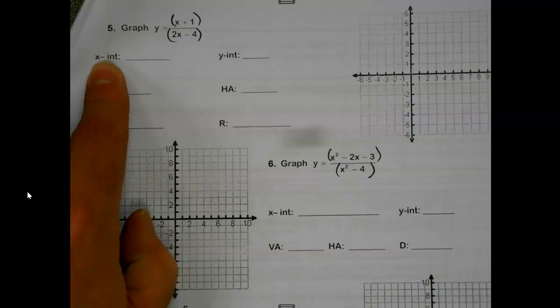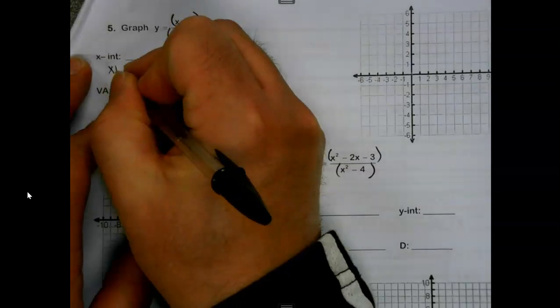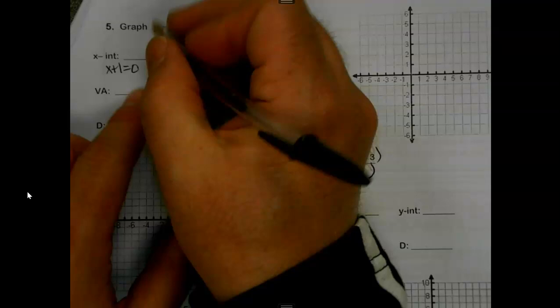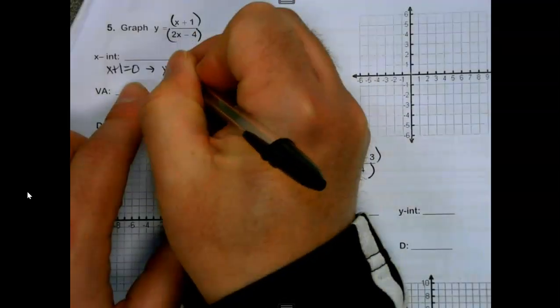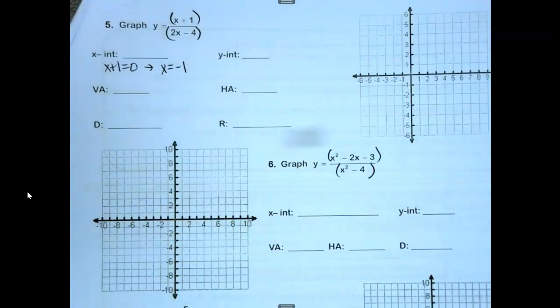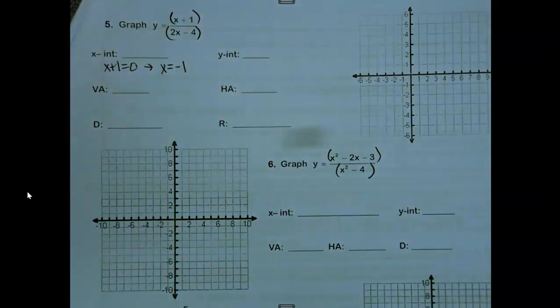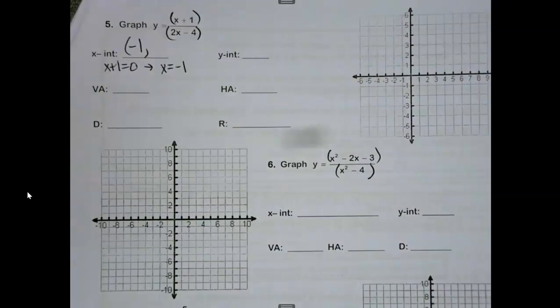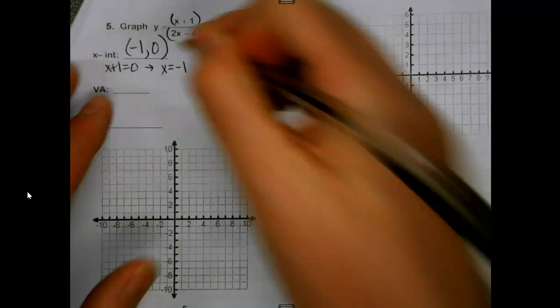X-intercept. You have to set the numerator equal to 0. So we'll show the work here so we can remember where this is coming from. And also help to remind us, an intercept is not an equation. It's a coordinate point. So, okay, the x value is -1. What's the y value of any x-intercept? 0. Got to be a coordinate point.